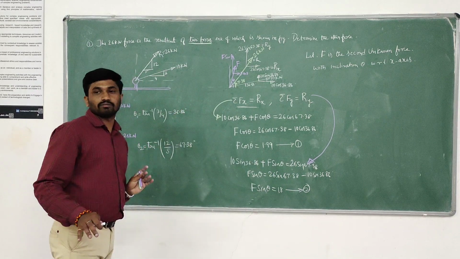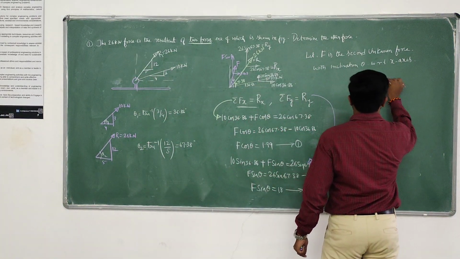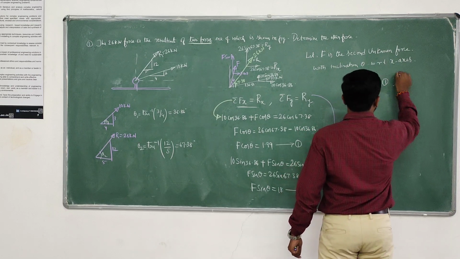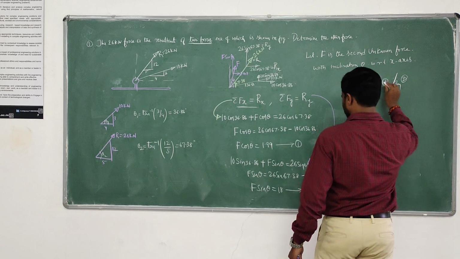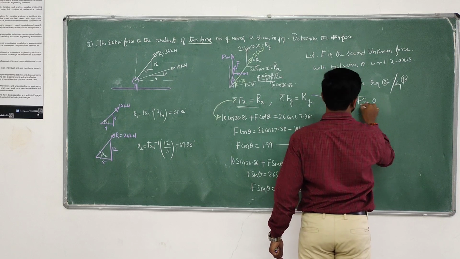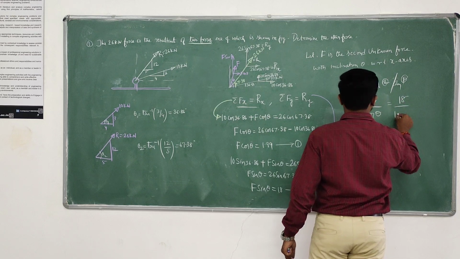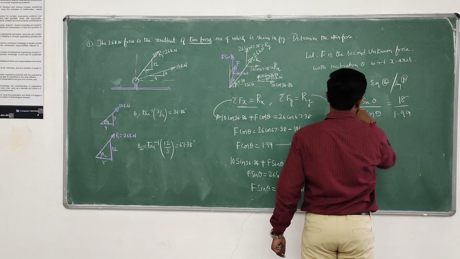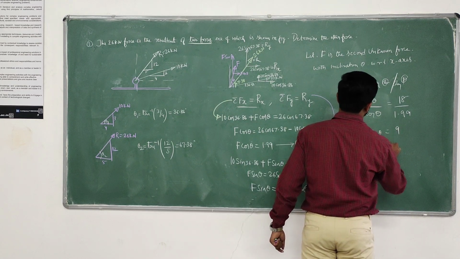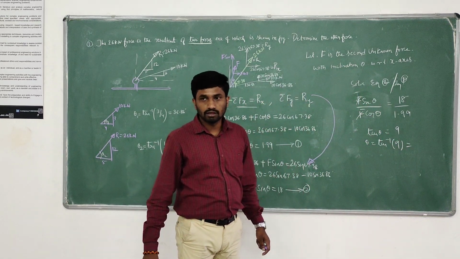This is an 8 marks problem. Now solve equation 1 and 2. Take equation 2 divided by 1. That is F sin theta by F cos theta, 18 divided by 1.99. So you are getting tan theta equals approximately 9. So theta equals tan inverse of 9. What is the value of tan inverse of 9? 83.66 degrees.